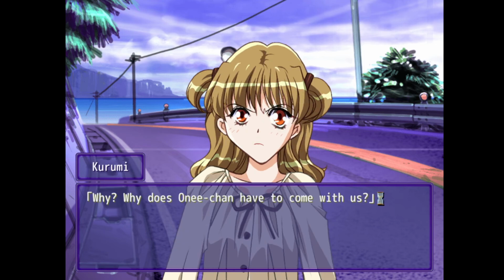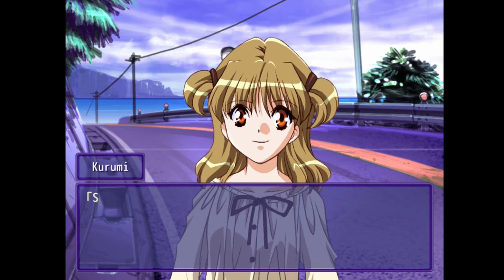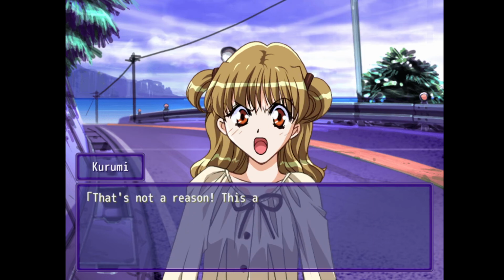Why does Oni-chan have to come with us? Why, that's because you're sisters. Sisters? You and Izumi-san are sisters, so if I were to invite only one of you, it would be, how do I put it? Unfair, right? That's not the reason. This and that are completely unrelated. You think so? Of course.